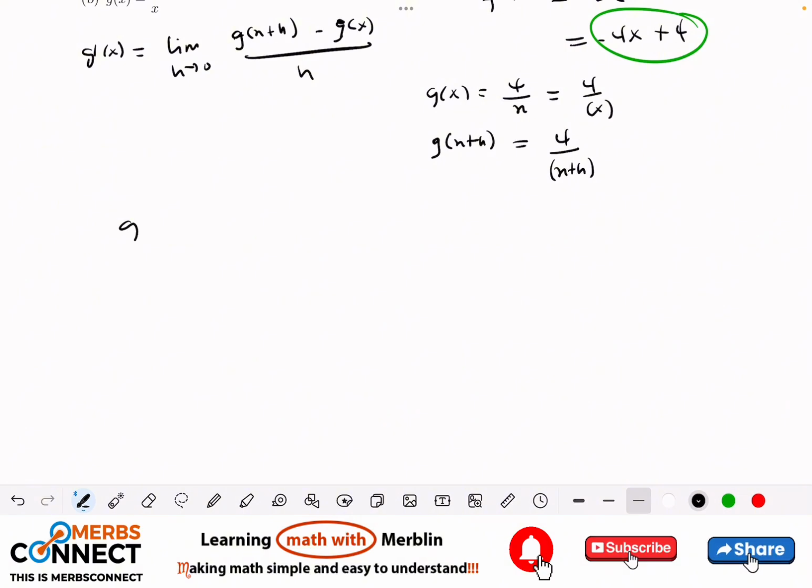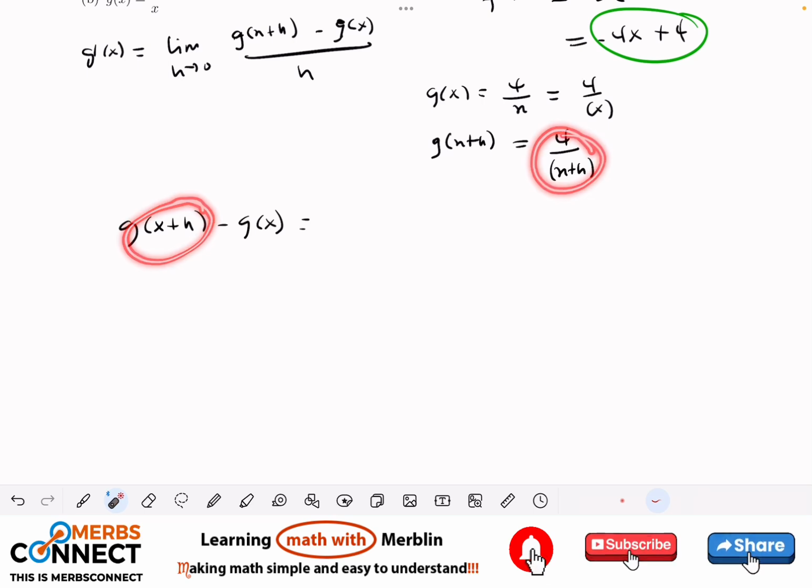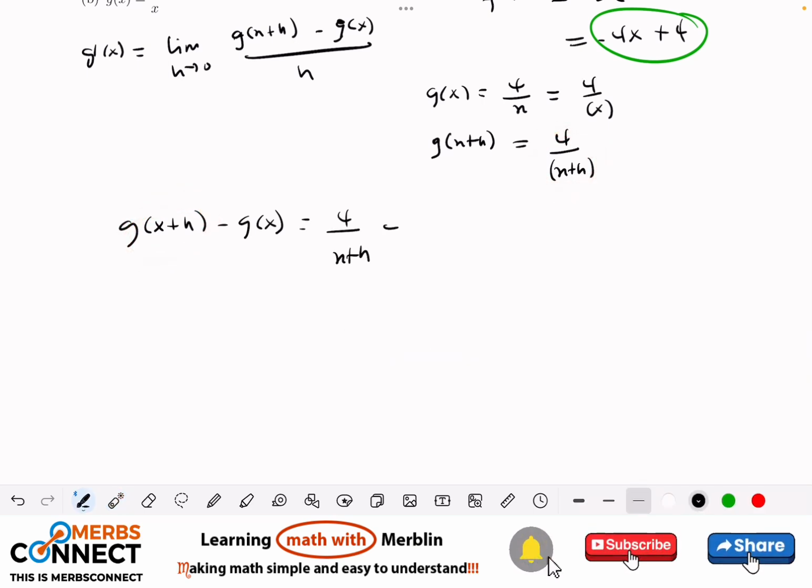So what will be g of x plus h minus g of x? Now g of x plus h is this, which is 4 divided by x plus h minus, now what is g of x? g of x is 4 over x. Then how to simplify a fraction?